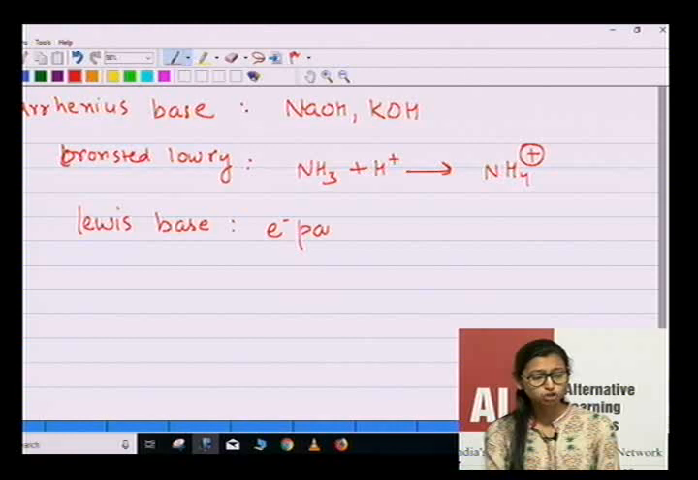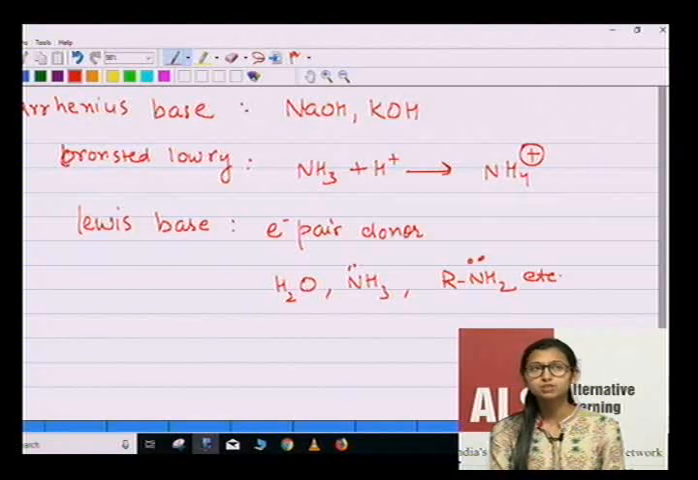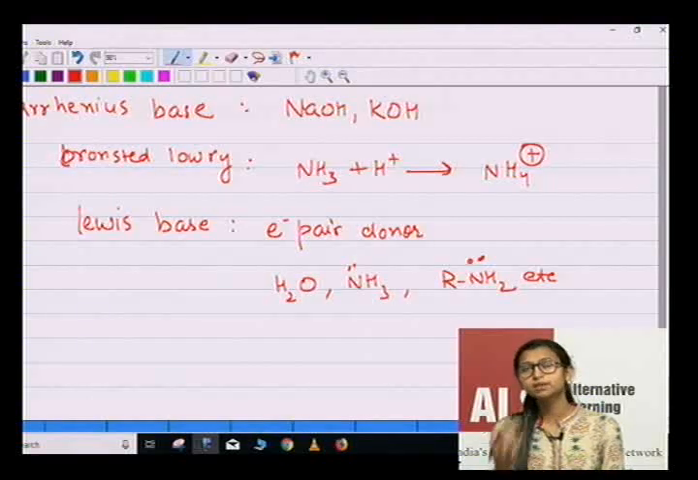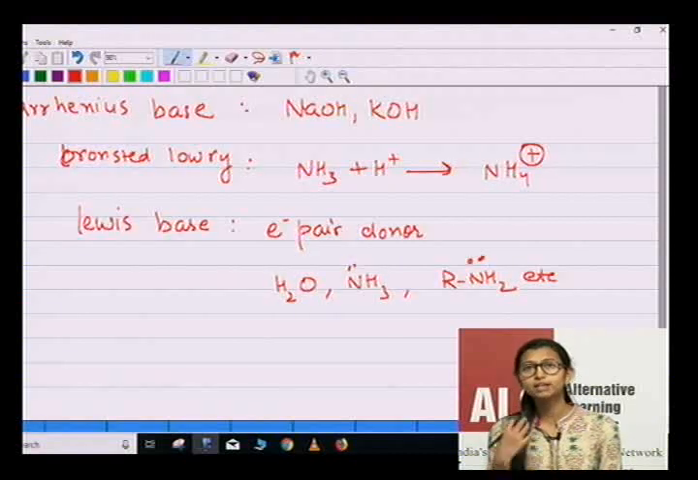These are the electron pair donors. Those have the tendency to donate the electrons. Very common examples: water is there, ammonia is there again, because they all have the lone pair, right? And what else? We can have even RNH2, these are the amines, etc. So those all come under the category of the Lewis bases, like those have the tendency to donate the electrons. A very important thing: those who have the electrons, obviously only they will be donating them. So the compounds which have more electron density.